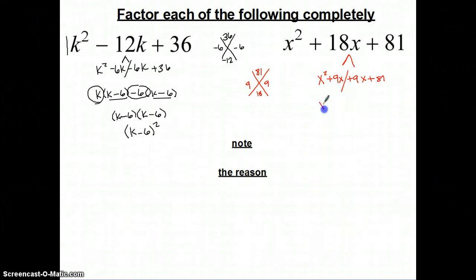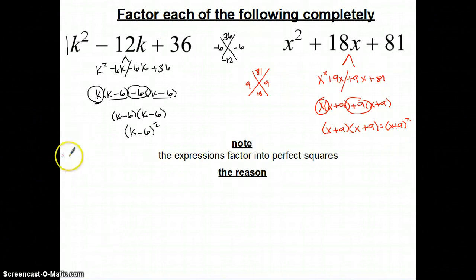Split down the middle, I've got x times x plus 9, and on the right I take out a positive 9, leaving me with x plus 9. I see x plus 9 repeated, so I factor that out. And what's left in my other parentheses is another x plus 9. So just as in the previous example, I can simplify this further by writing it as x plus 9 all squared.